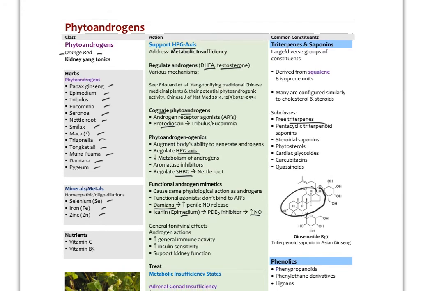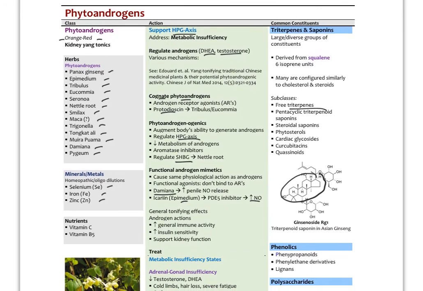And that's why studies that look at these find that they don't raise testosterone at all, because they're not really working through that. They're having secondary effects. And then we can say in general, these have general tonifying effects on the body to increase general immune activity, insulin sensitivity, and kidney function.